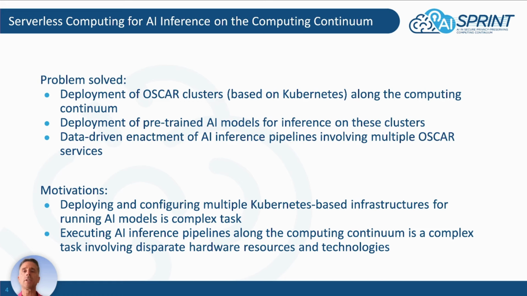Now, OSCAR focuses on serverless computing for AI inference on the computing continuum. So the problem solved is that we have the ability to deploy OSCAR clusters based on Kubernetes along the computing continuum. It can run on clusters of Raspberry Pis. It can run on dynamically provisioned Kubernetes clusters on a public cloud infrastructure, on your on-premises cloud. It allows to deploy pre-trained AI models for inference on these clusters.